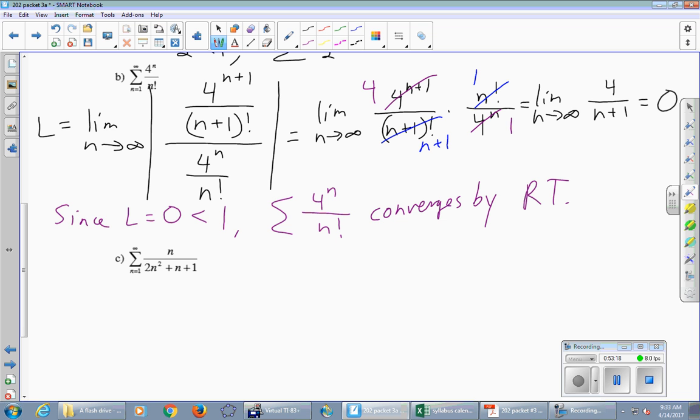Okay. All right. The last one is this guy right here. That looks familiar, right? We proved something about this. Go back and find it. What did we conclude, and what test did we use? This one diverged by the limit comparison test. That was the one limit comparison test thing that we did.